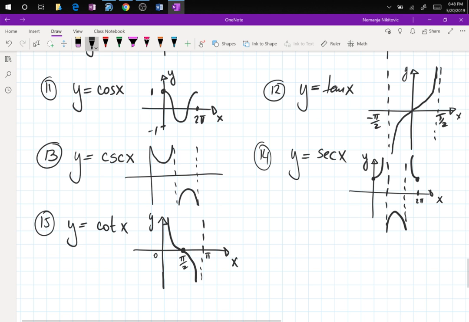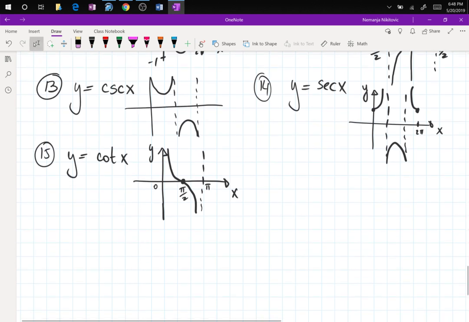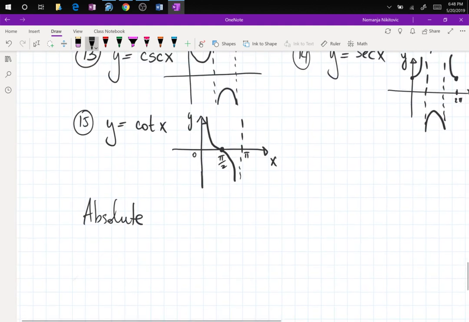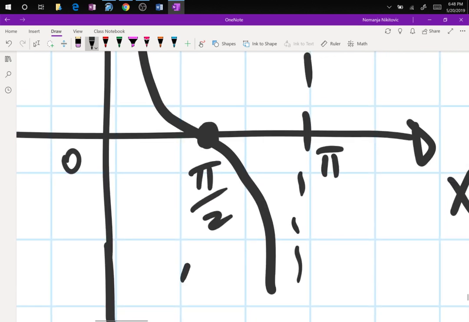So that's your 6 trigonometric functions. Great. Now we need to focus on absolute values, and we have to focus on piecewise functions. So absolute value first. What is that? Pi over 2 again? Yes. Good.